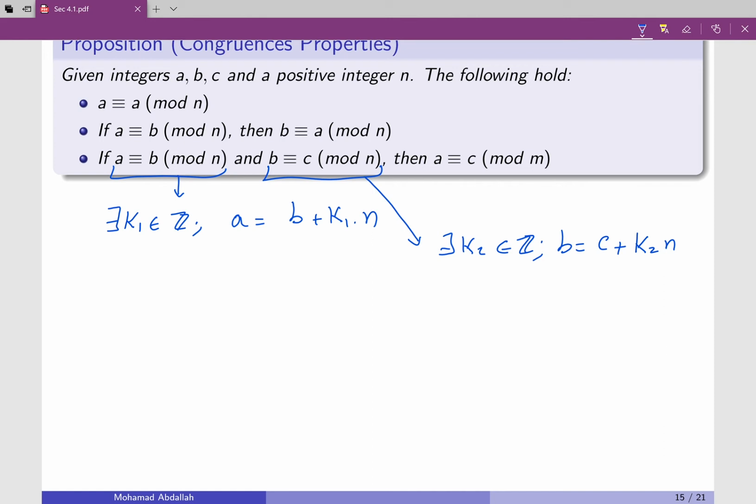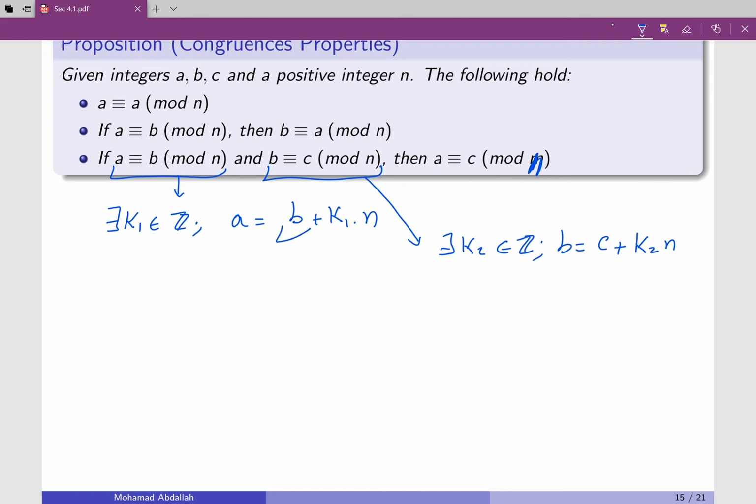Okay, now I want to show that A is congruent to C mod n. Actually, that should be n. It's a typo here. So I want to show that A is congruent to C mod n. What I need to do here is to relate A and C.